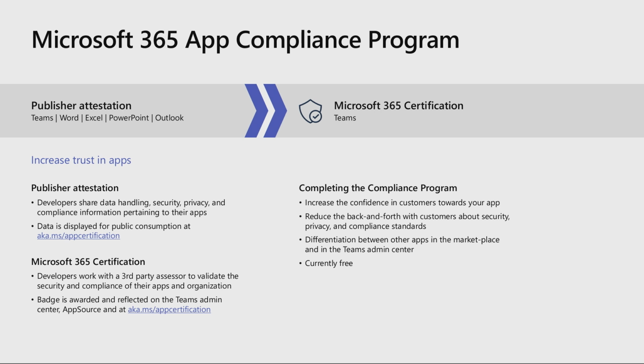domains: the application security, operational security, data handling security and privacy, which involves a review of at least design privilege principle, data retention, and more. And then finally, the external compliance frameworks such as SOC 2, PCI, and ISO. Once these 4 domains are satisfied, then the app publisher is awarded a badge for Microsoft 365 certified, which is also reflected in Teams Admin Center and App Source.